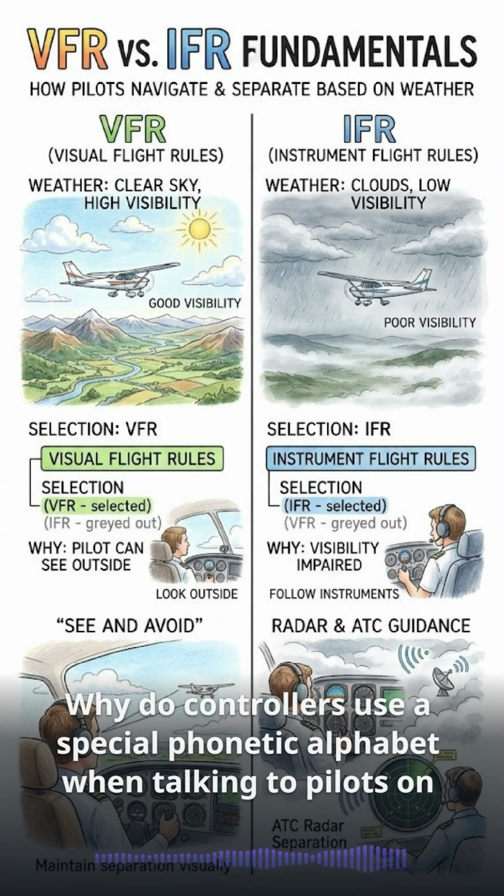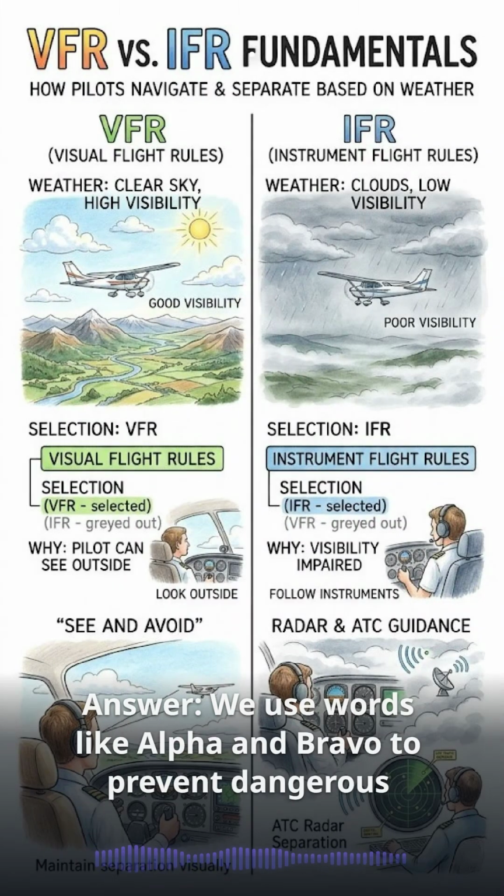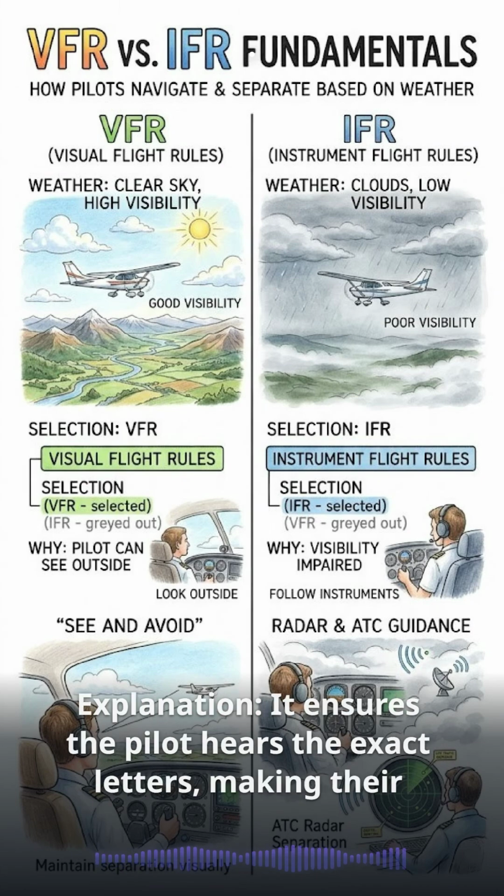6. Why do controllers use a special phonetic alphabet when talking to pilots on the two-way radio? We use words like Alpha and Bravo to prevent dangerous confusion over the noisy static radios. It ensures the pilot hears the exact letters, making their flying routes safe and very clear.